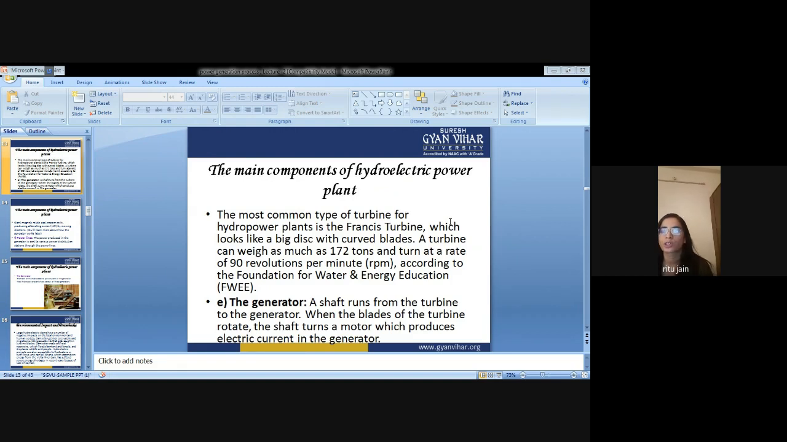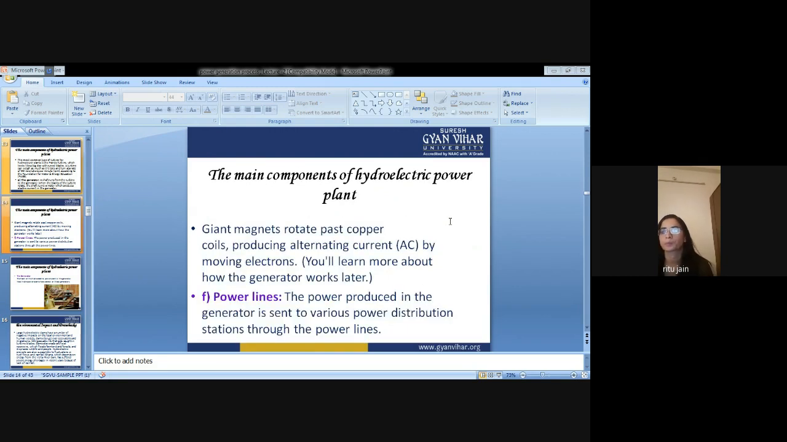The generator. A shaft runs from the turbine to the generator. When the blades of the turbine rotate, the shaft turns a motor which produces electric current in the generator. So the magnets rotate past copper coils, producing alternating current by moving electrons. Power lines. The power produced in the generator is sent to various power distribution stations through the power lines.